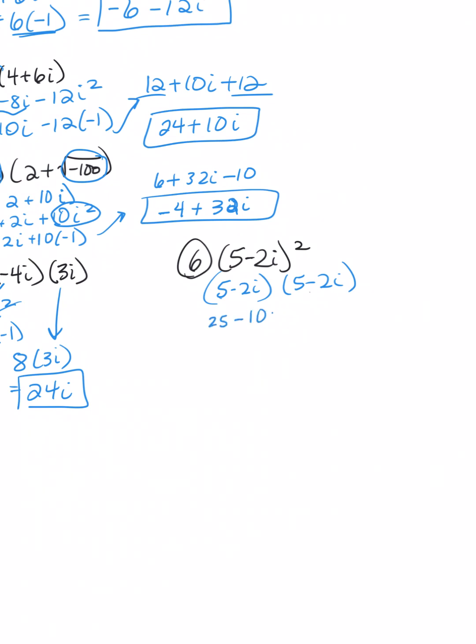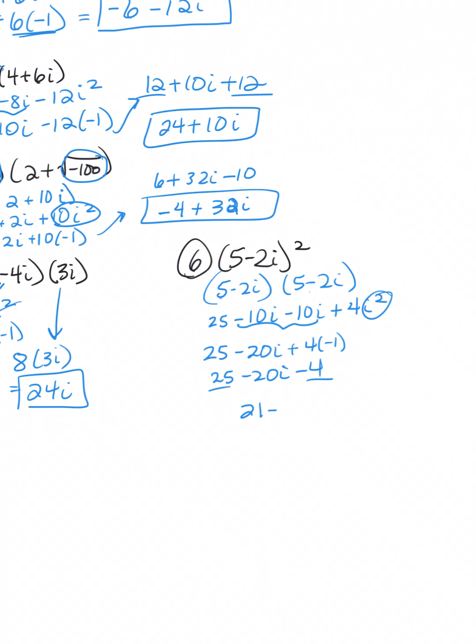Outer terms, I get 10i. Inner, -10i. Last, I get plus 4i squared. All right, let's combine like terms. I get minus 20i plus 4. Now let's clean that up. That's times -1, right? So 25 minus 20i minus 4, combine like terms, so I'll have 21 minus 20i.